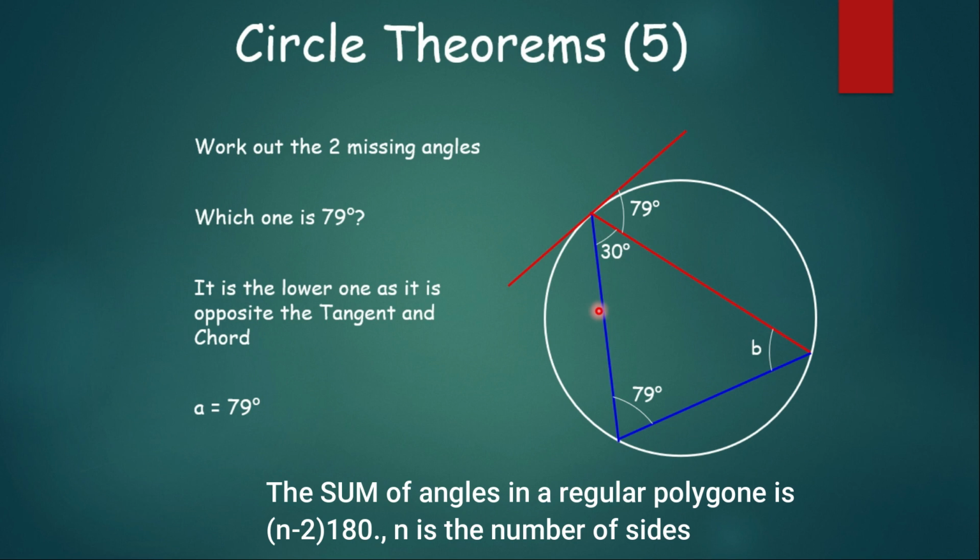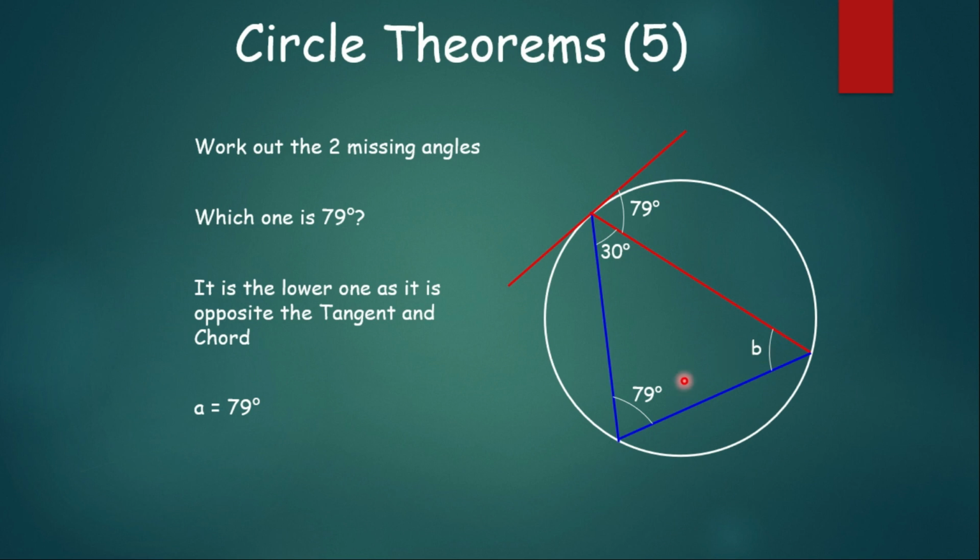Now to get B, I will take B plus 79 plus 30 degrees, and this will give me 180 degrees. Now you group like terms. Maintaining B, we subtract 30 plus 79 from 180, and that's going to give us 71 degrees as B. You can pause the video and look through it and work it out by yourself to get more understanding. Alright, let's proceed.